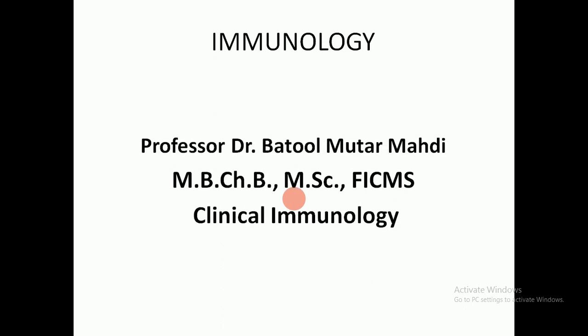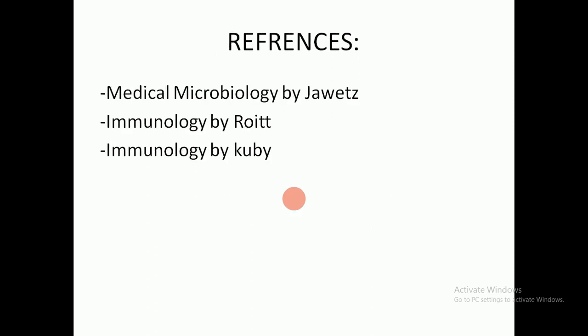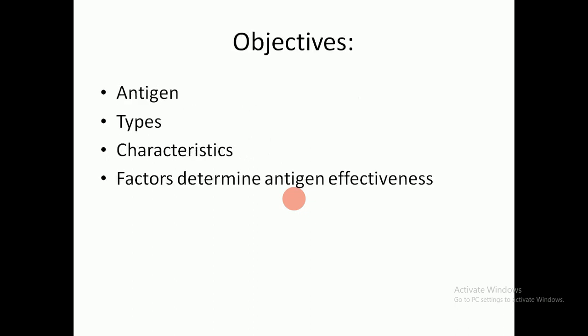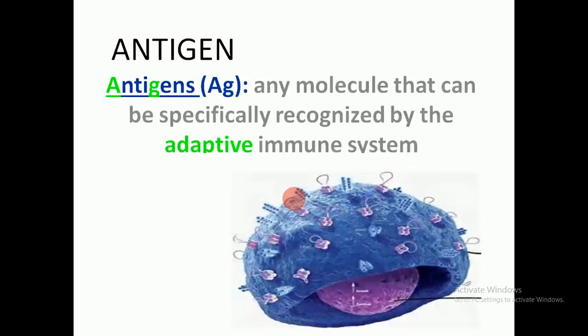This is the second lecture in immunology. The references are Medical Microbiology by Jawetz, Immunology by Roitt, and Immunology by Cooper. The objective of this lecture is to define antigen, types of antigen, characteristics, and factors that determine antigen effectiveness.